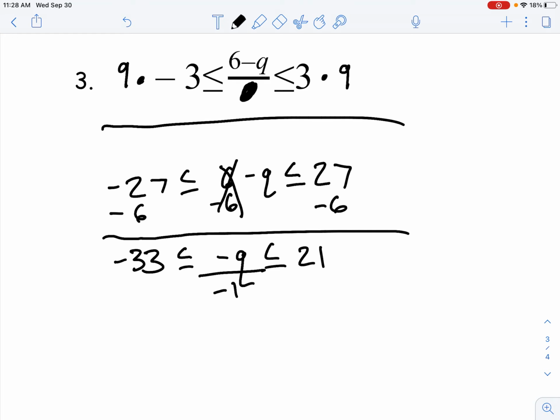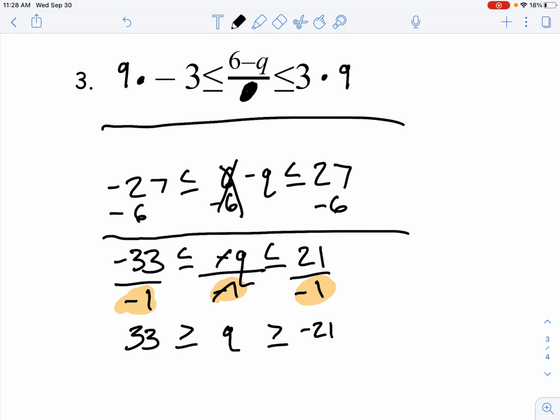Now we have to divide by negative 1 on all 3 sides. If I'm dividing by a negative on all 3 sides throughout the entire equation, I'm actually going to have to flip both signs. That's a big thing to look out for here. Negative 1's being divided, so we're going to flip our signs. I'm going to flip mine right away, just so I don't forget. Negative 33 divided by negative 1 is actually a positive 33. The negatives cancel out here, and we're just left with q. And then 21 divided by negative 1 is a negative 21.